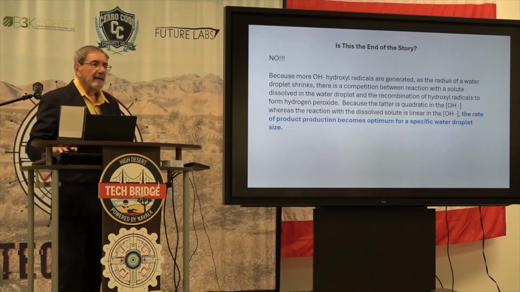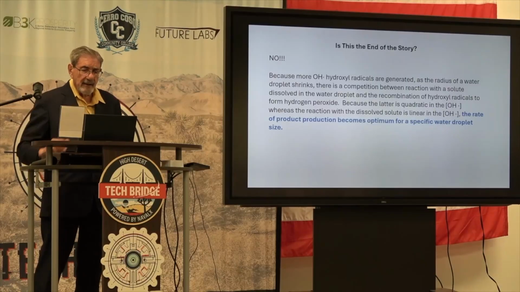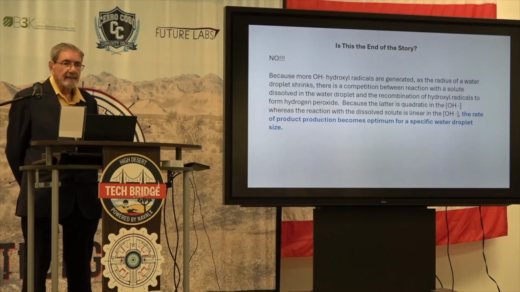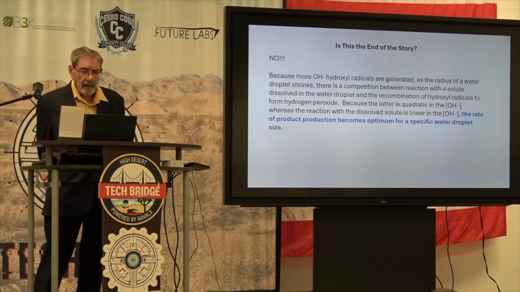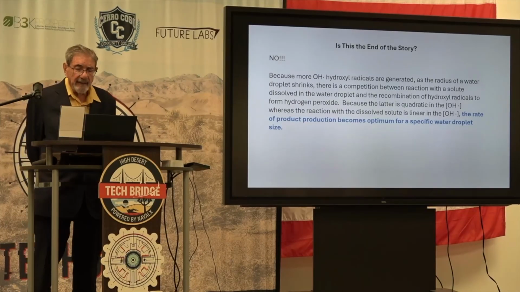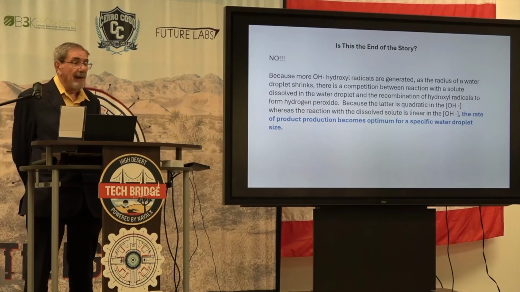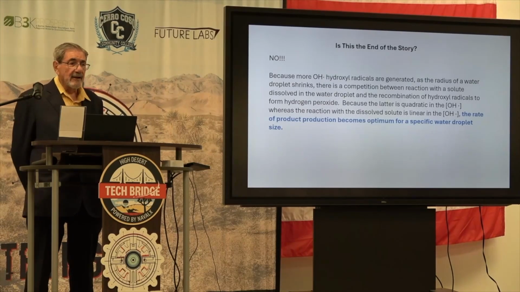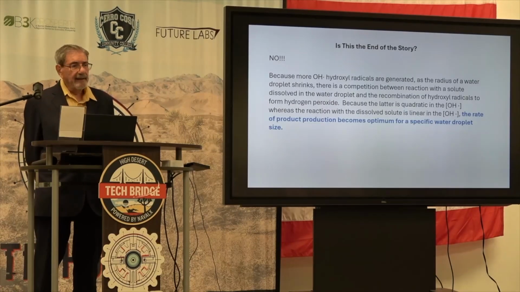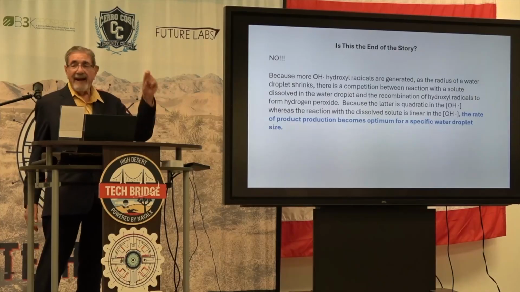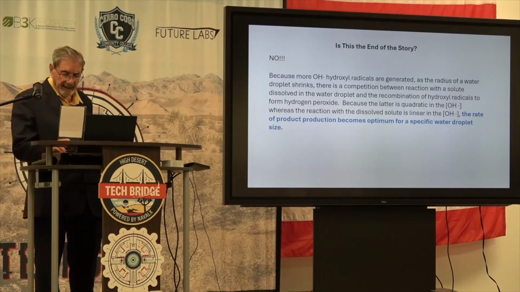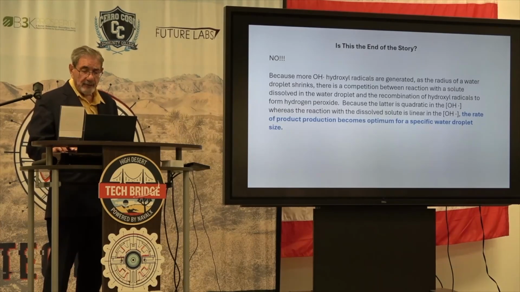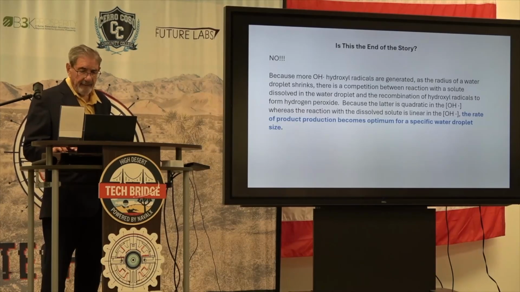No. Now, hopefully, this will make sense to you, because more hydroxyl radicals are generated as the radius of the water droplet shrinks. Keep getting more OH, right? There's a competition between the reaction of the OH with something and the OH recombining with itself. And guess what? Quadratic beats linear every time. So at some point, you're going to shut down the OH, right? It's not going to just go on getting more and more reactive as you make the droplets smaller and smaller, I think. So the rate of product production becomes optimal for a specific water droplet size. That's my claim. Is it true?